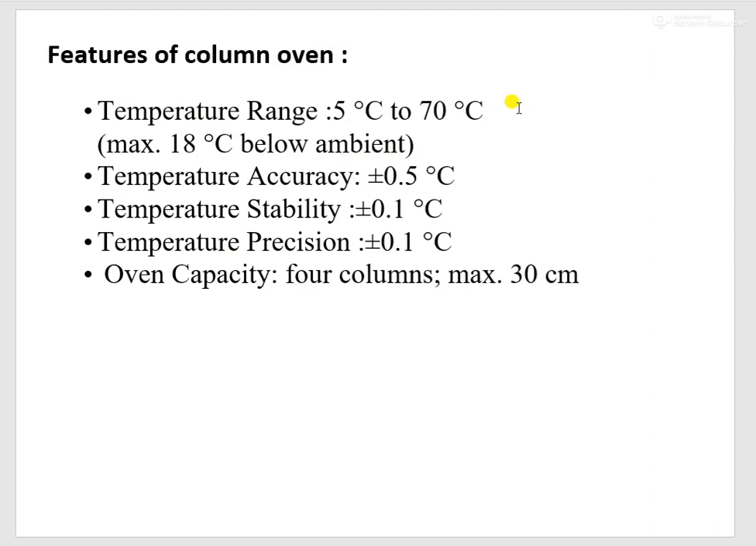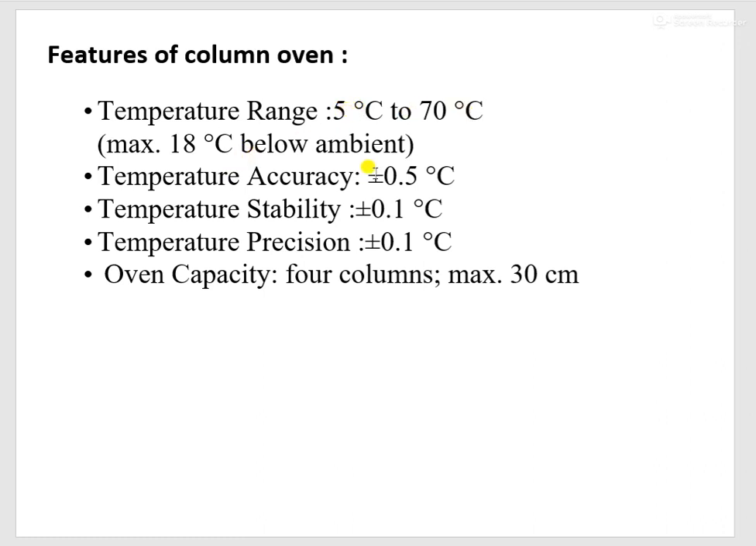Now what are the features of column oven? Your column oven can provide temperature range from 5 degree centigrade to 70 degree centigrade, maximum 18 degree below ambient temperature. This is just example. If you want to work at below 5 degree, those type of column ovens are also available. You have to purchase right column oven depending upon your requirement. So column oven temperature can range from 5 degree centigrade to 70 degree centigrade.